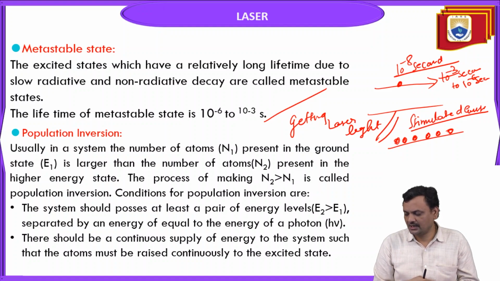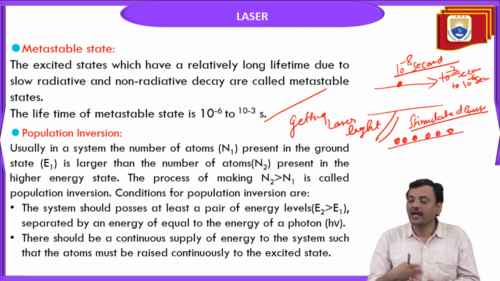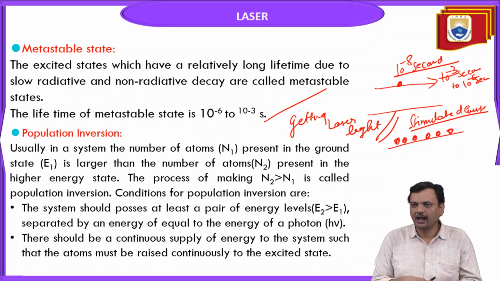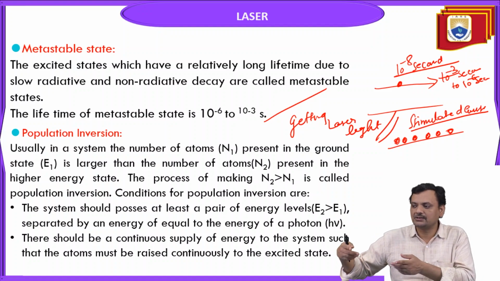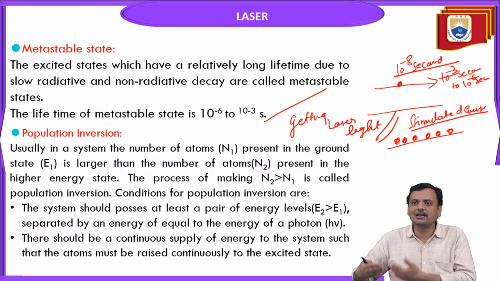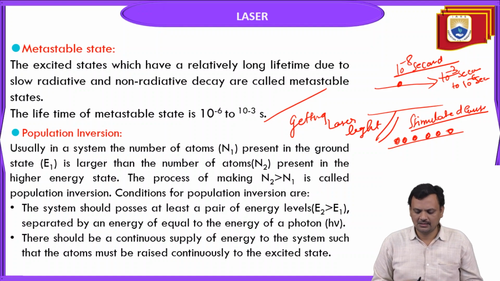Why? Because laser light is generated only by stimulated emission, and stimulated emission happens only from those electrons which are available in their excited state. So if the number of electrons in the excited state is larger, then you will get intense laser light, because the lasing action will be prominent.